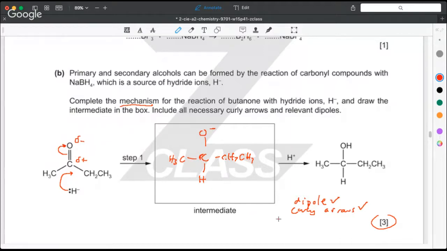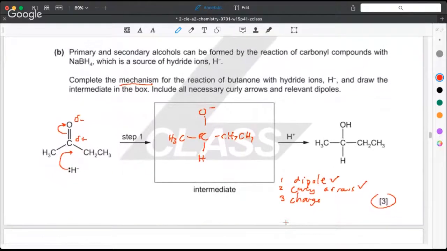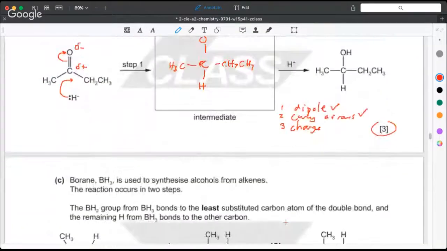So the things that the examiner is looking for to get your three marks: a nicely drawn mechanism, one mark for the dipole, and two marks for the curly arrows from-to. Make sure they go very precisely from where they start to where they go to, and make sure you don't leave any charges behind. The examiner is flagging that up as a typical thing that students get wrong.